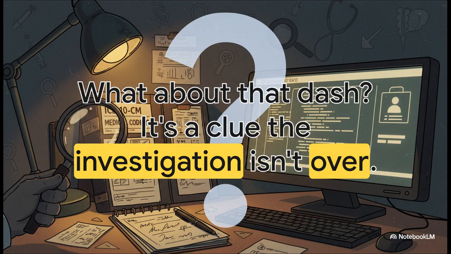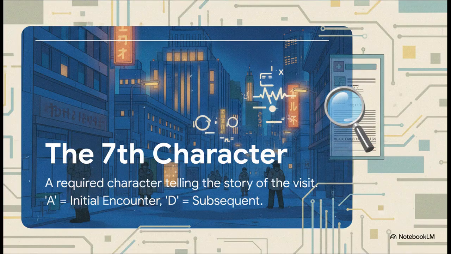So what's the deal with that dash? In the world of medical coding, that little dash is a huge clue. It's basically the book screaming at you, hey, stop, you're not done yet. It means the code is incomplete. The story isn't finished. We're missing a final, critical piece of the puzzle. And that missing piece is the seventh character.